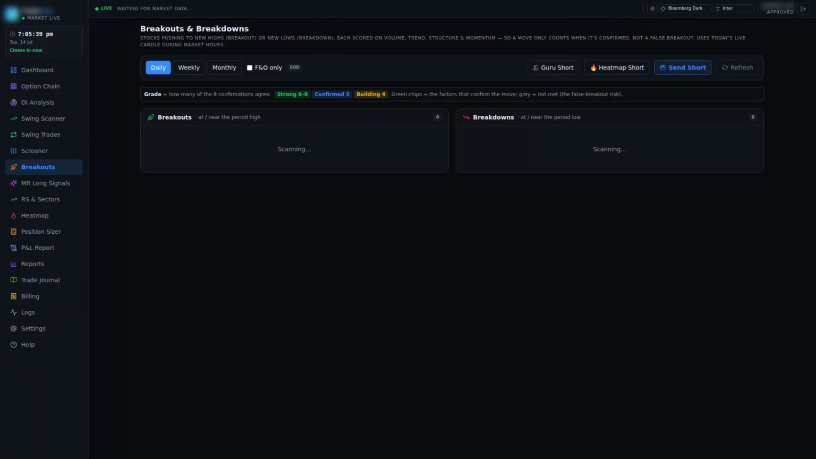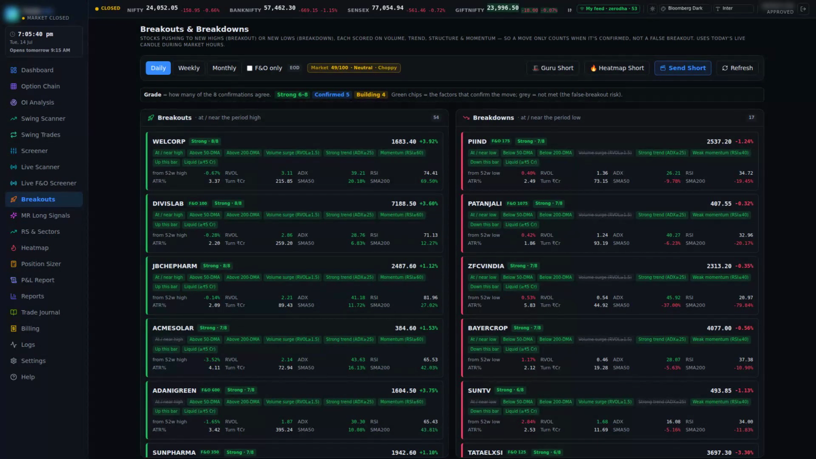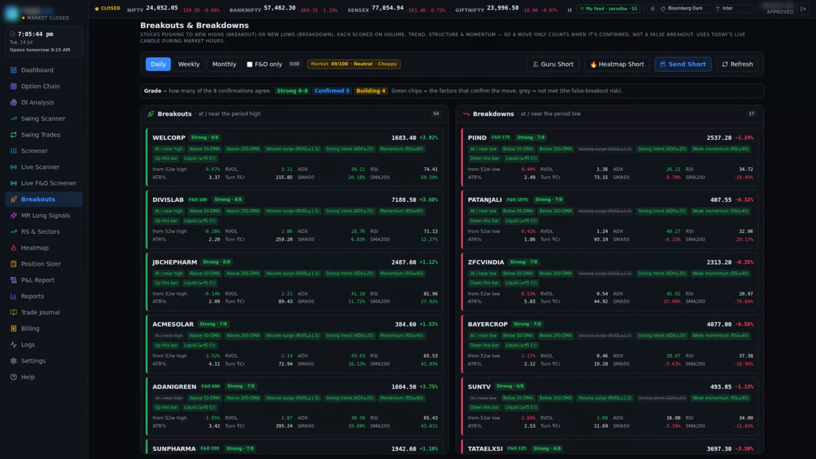Next, which stocks are actually breaking out? A new high on its own means nothing. That is exactly how false breakouts trap you. So every breakout here is scored on 8 independent confirmations: volume surge, trend strength, the moving averages, momentum, liquidity.